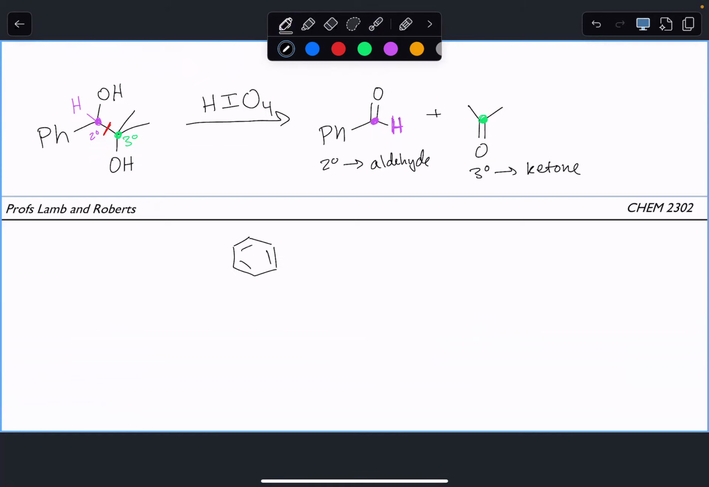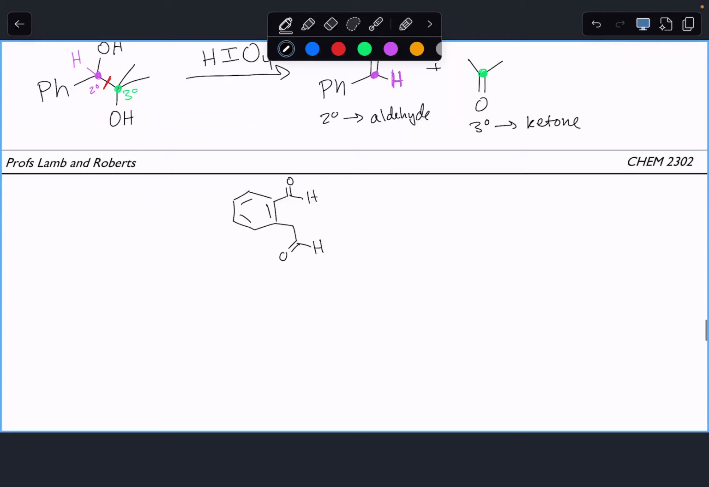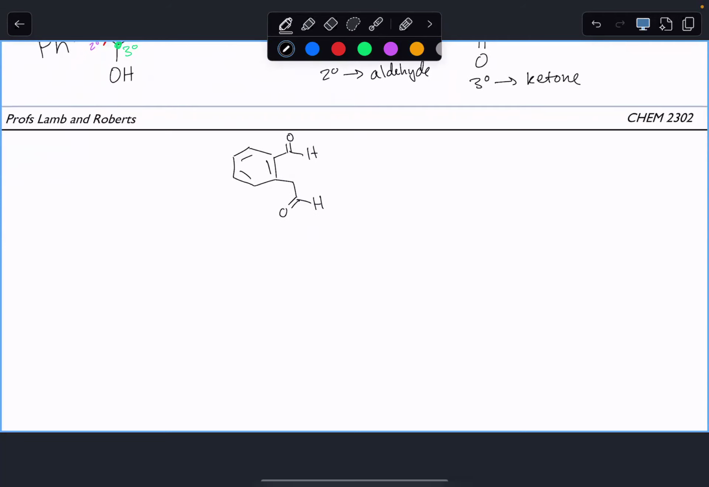you wanted to make something that looks like this, so that is a dialdehyde, right? We have two different aldehydes in this molecule. So my first instinct might be, oh, I could make this through oxidation of two different alcohols, like what we've been doing this whole chapter. So what would I get if I did that?